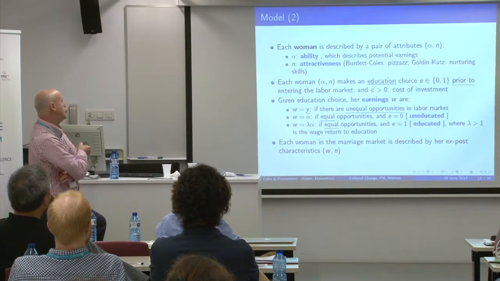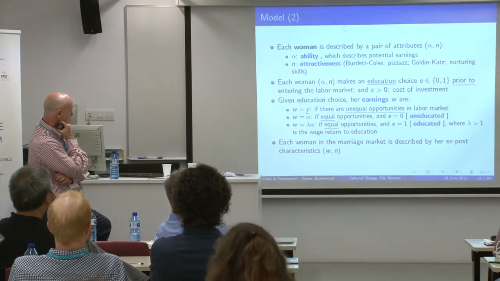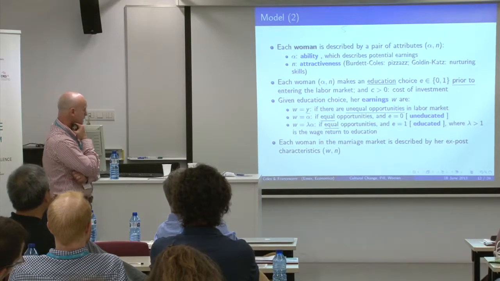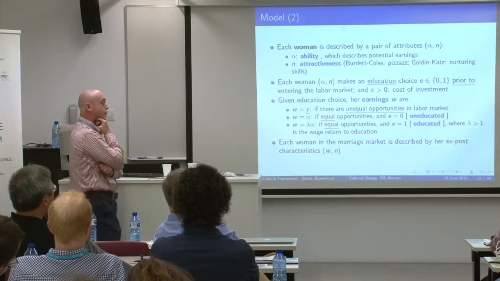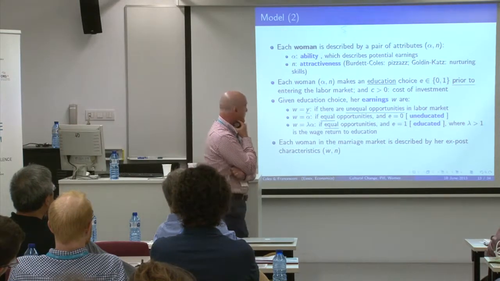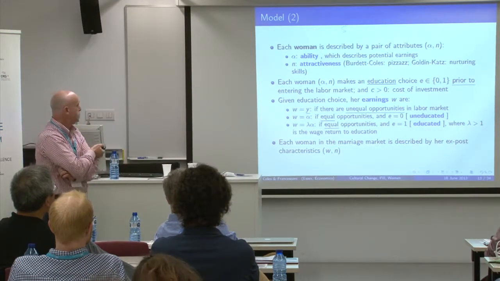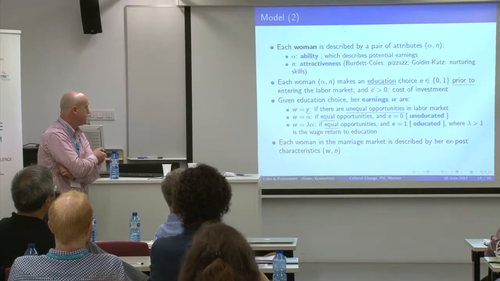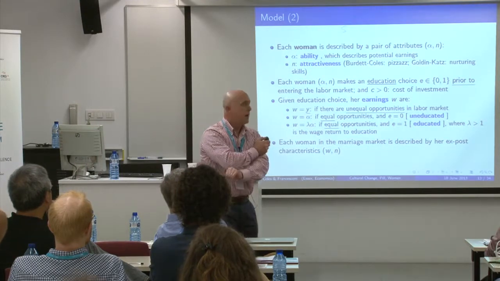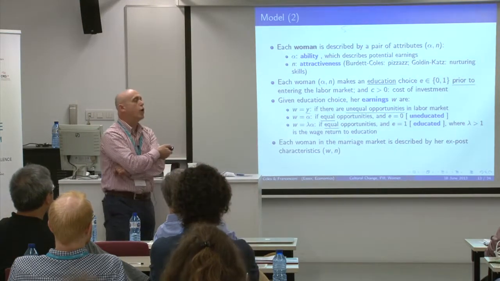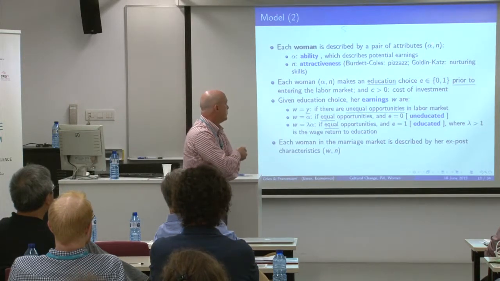Women instead have got two attributes, two traits that are going to be relevant in this model. One is ability, which we label alpha, and N is attractiveness. In other contexts, one of my co-authors has called it pizzazz. Goldin and Katz called it nurturing skills. We are trying to match not just the terminology but even the notation of Goldin and Katz, and we call it N.